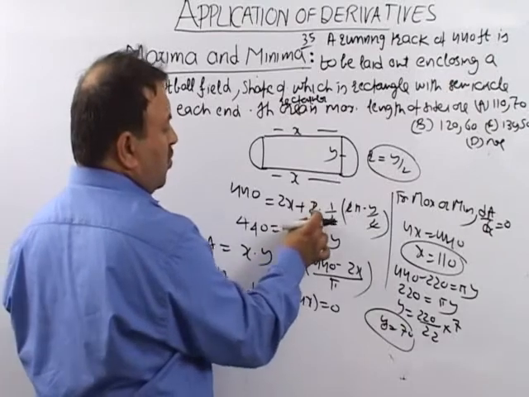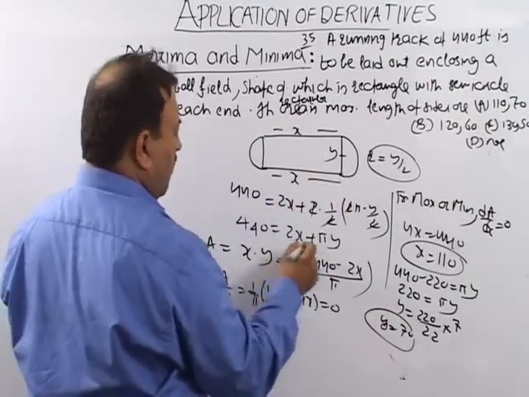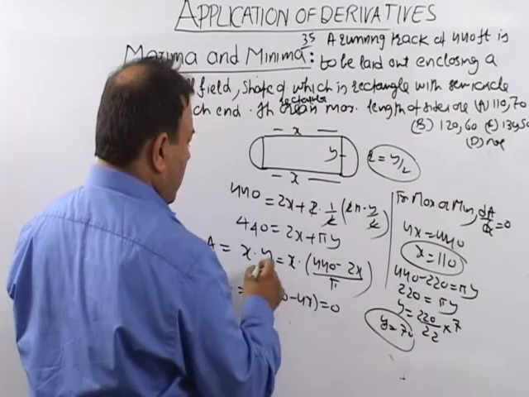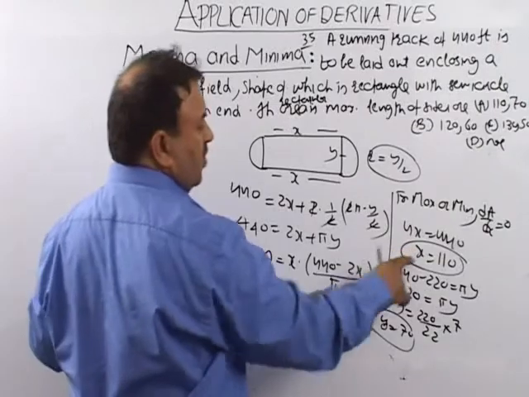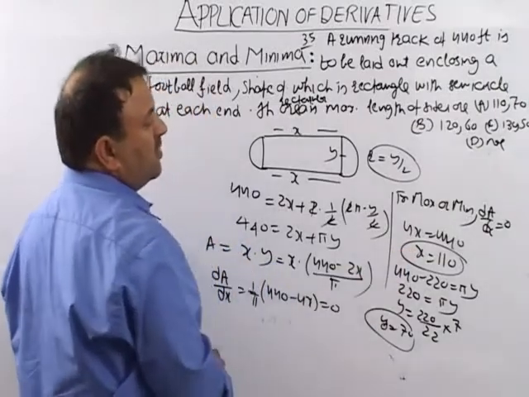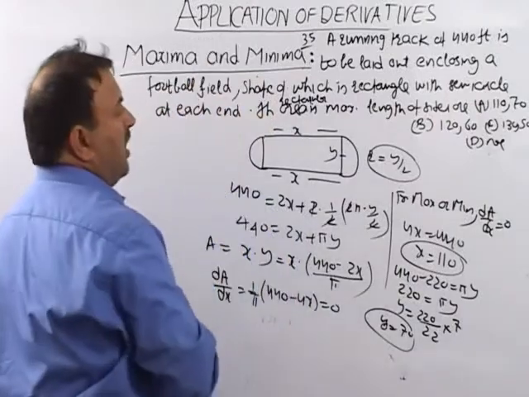So we find out 2 into half into 2 pi r. 440 is 2x plus pi y, and area is x into this one. d by dx, x is equal to 110, y will come out to be 70. So sides are 110 and 70. So A part is the right option.